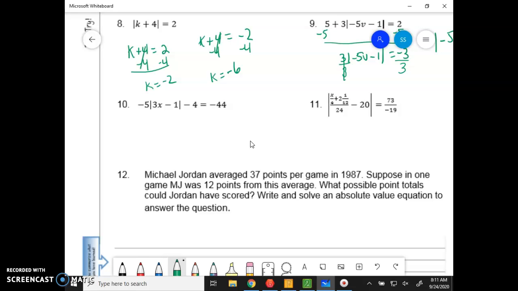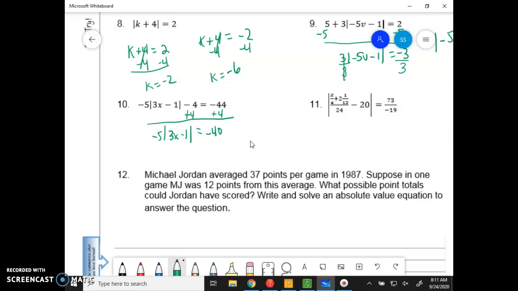Remember, we need to solve in inverse or reverse GEMDAS order. We need to get rid of this subtraction first. So we need to add 4, and then we're left with -5 times the absolute value of 3x minus 1. This is gone. -44 plus 4 is going to be -40.